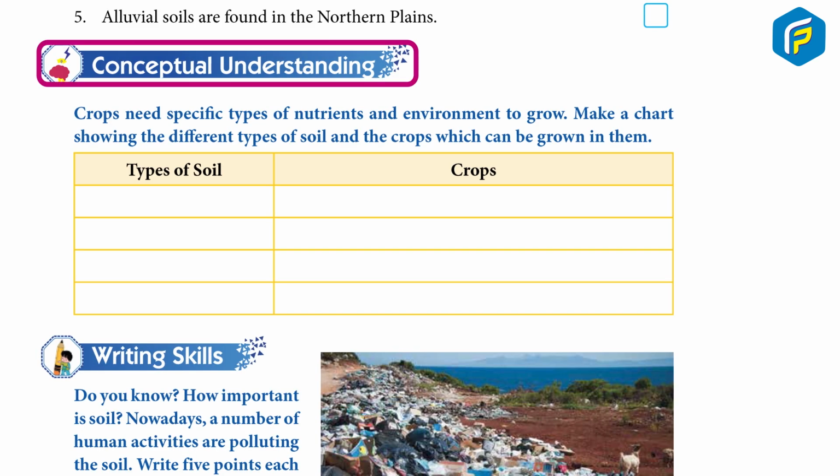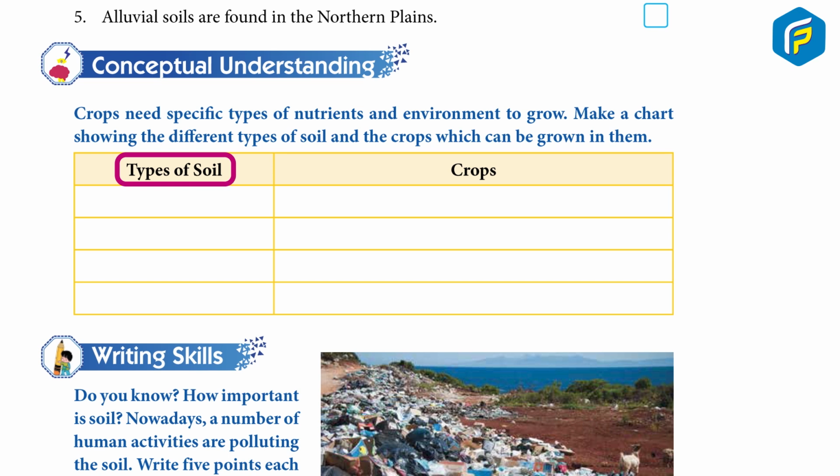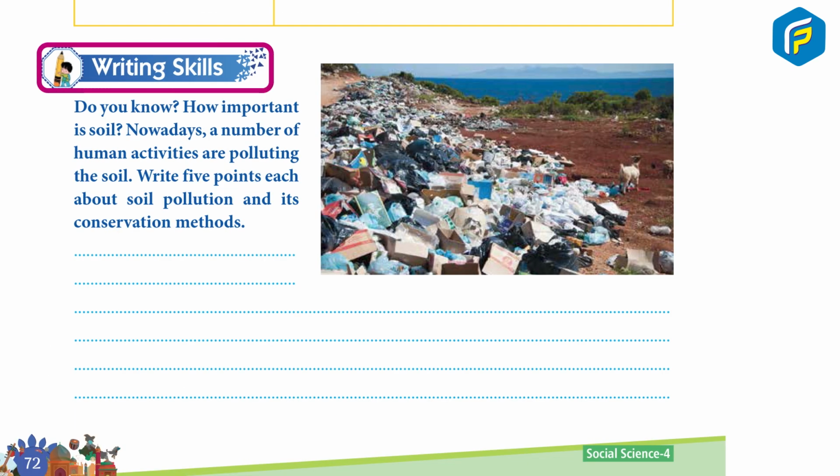Conceptual understanding. Crops need specific types of nutrients and environments to grow. Make a chart showing the different types of soil and the crops which can be grown in them. Types of soil, crops.